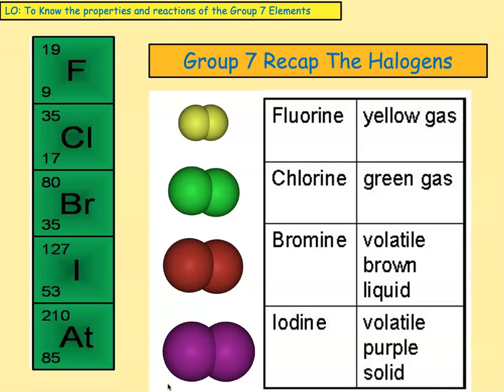Okay, the halogens are coloured elements. They start off quite pale. So fluorine is a yellow gas. Chlorine is a green gas. They get dark as you go down. Bromine is a volatile brown liquid and iodine is a volatile purple solid. So you can see that they're changing state as you go down.